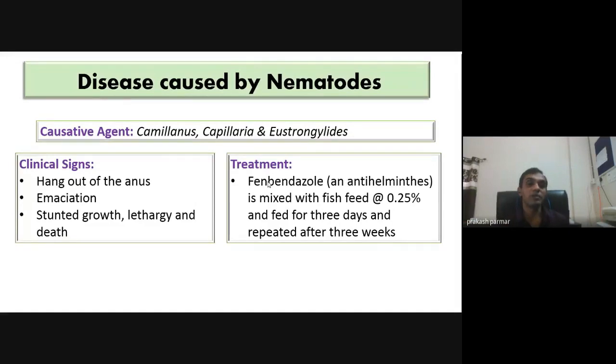Then the fish become emaciated, weakened, and the body gets slender. Then the growth becomes stunted. The fishes may die because of the presence of the nematodes. So anti-helminth drugs like fenbendazole can be used in the feed for 3 days to remove the nematode infection.